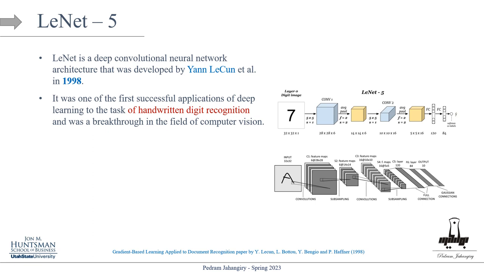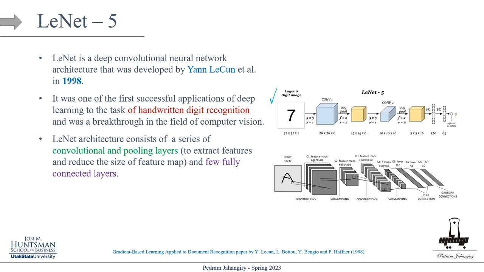In the Python part, we talked about using a simple neural network. It was very close to this LeNet-5 for detecting handwritten digits, right? And at the time, it was a breakthrough in the field of computer vision. Now, of course, ex post, the network seems very simple. But again, at the time, it was a big deal. So this architecture is very simple. It consists of a series of convolutional and pooling layers.